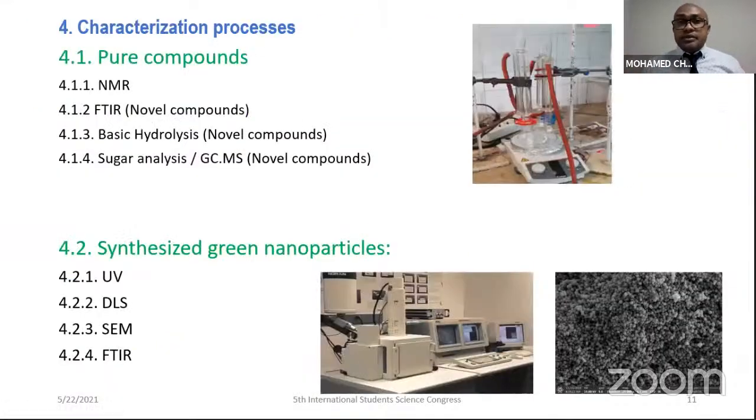After the nanoparticle production, we characterized them. We have two characterizations. For the pure compounds, we did NMR spectroscopy and high resolution mass spectroscopy. We did FTIR for the novel compounds, and basic hydrolysis and sugar analysis. To characterize the sugars, we did GCMS. For the second section, the green synthesized nanoparticles were characterized by UV and DLS, dynamic light scattering, and also FTIR.